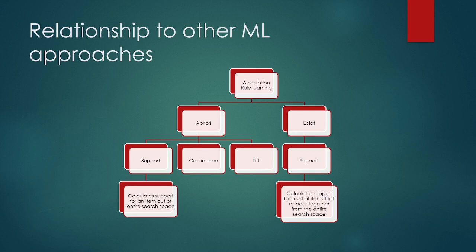Let's see the relationship of this ML approach with other ML approaches. So in association rule learning, there are two algorithms which are a priori and eclat. We have talked about it earlier. We saw in a priori that we have three concepts which are support, confidence, and lift. But in eclat, we have only support.